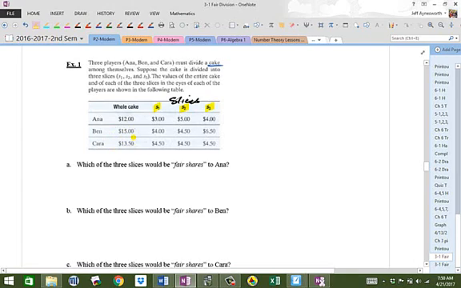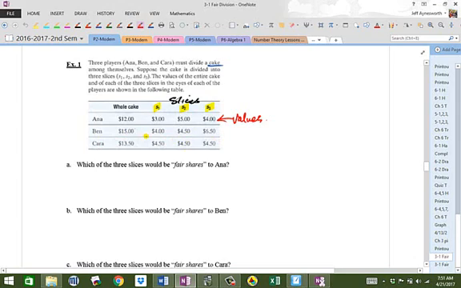And the value of the entire cake is given, and also the values of each slice in the eyes of the players are given. So, for example, in this first cake, Anna values the first slice at $3, the second at $5, and the third slice at $4. Notice that her values are given in the table here. In Ben's case, he values the first slice at $4 out of the 15, the second one $4.50, and the third one, well, he must really like it because he values it at $6.50. So notice that everybody values the slices differently given their individual cake.